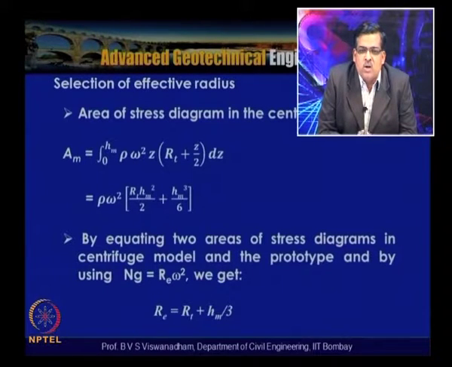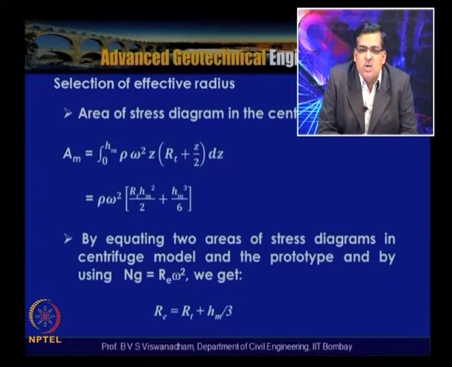So this is actually obtained, it is nothing but the integral from 0 to Hm of d sigma v. By writing rho omega square (RT plus z by 2) as the acceleration, and dz as the thickness of the element under consideration, and integrating this and applying the limits, we get rho omega square times (RT Hm square by 2 plus Hm cube by 6).